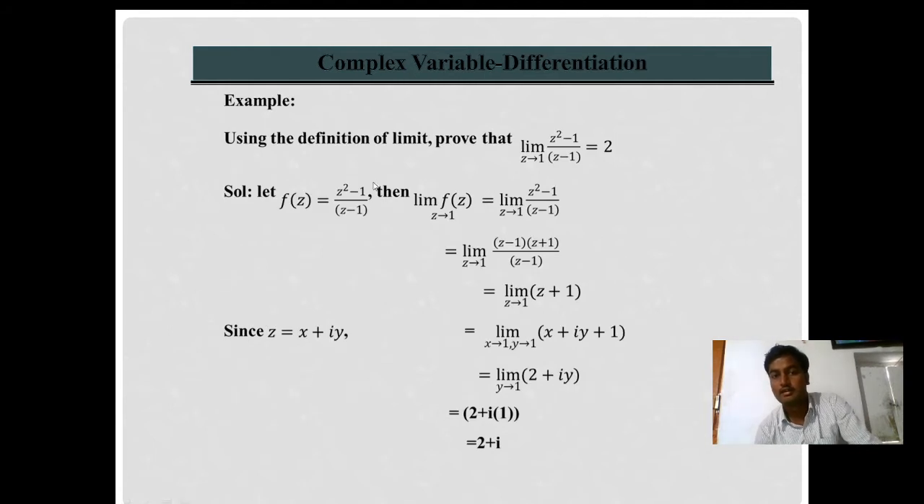See for example, limit z tends to 1, z square minus 1 by z minus 1 equal to 2. So this is complex. Whereas in real analysis, limit x tends to 1, x square minus 1 by x minus 1 equal to 2. Right? So we have to show this. Suppose you have this in real analysis, then x square minus 1 by x minus 1. See, when x equal to 1, this function is not defined. Then we have a formula x square minus a square is x minus a into x plus a. So then x minus a gets cancelled. It is x plus a. When we substitute x tends to 1, it is 1 plus 1. So it is 2. Right.